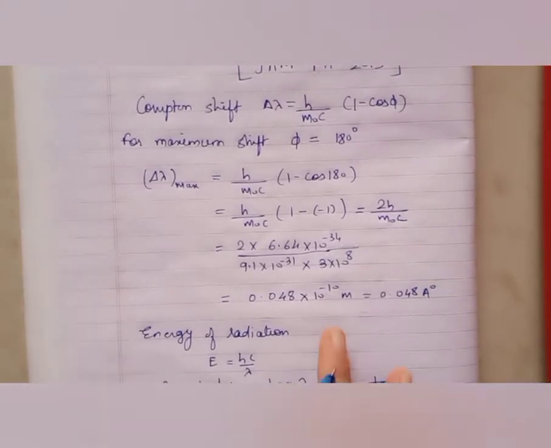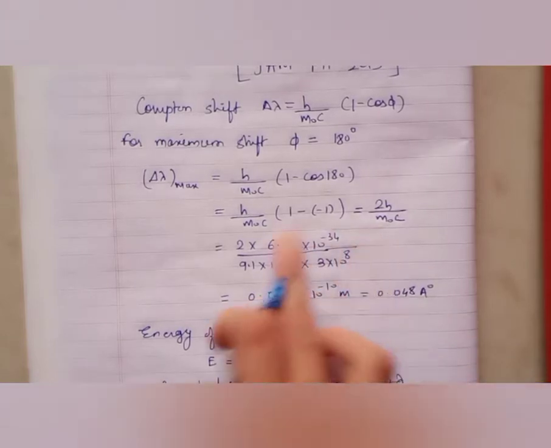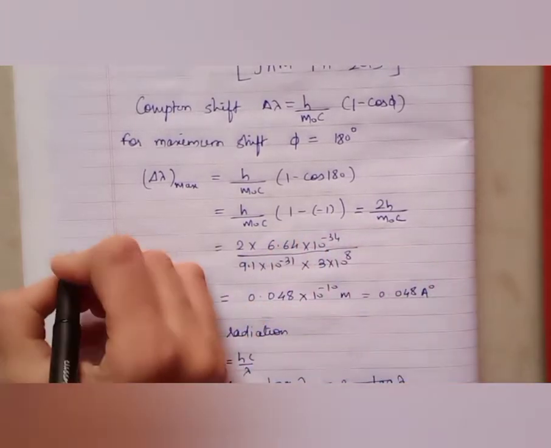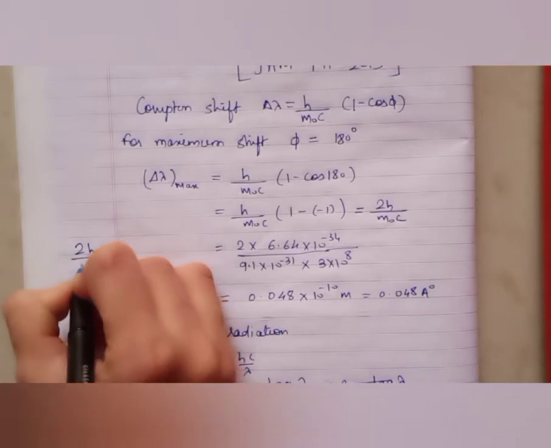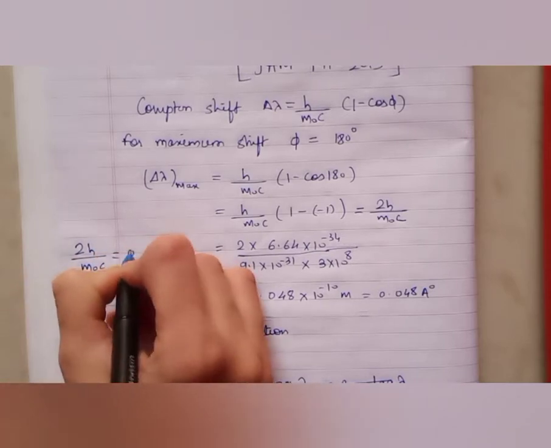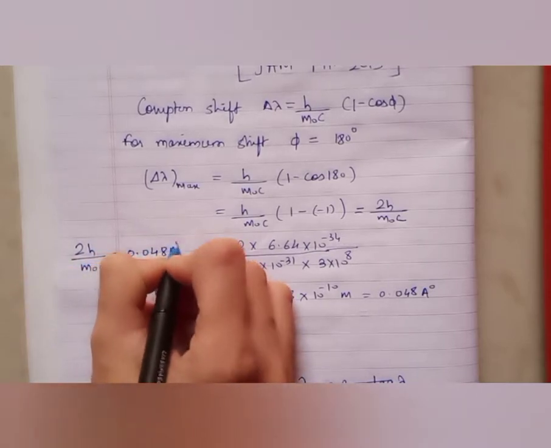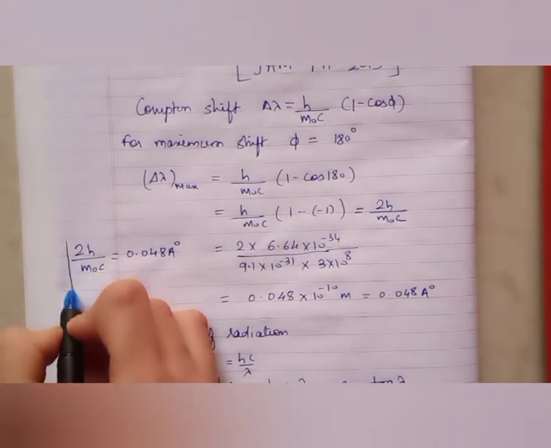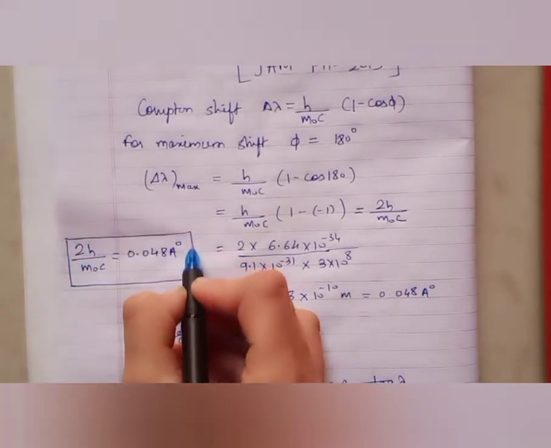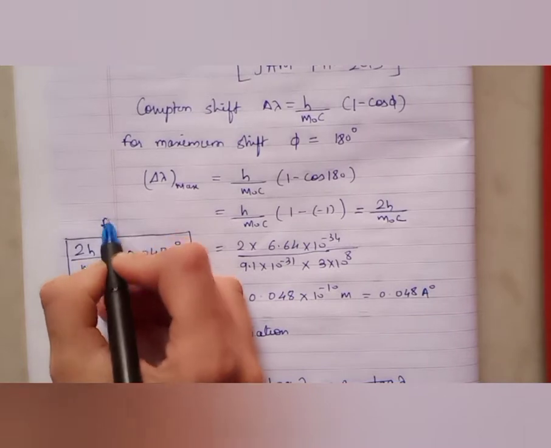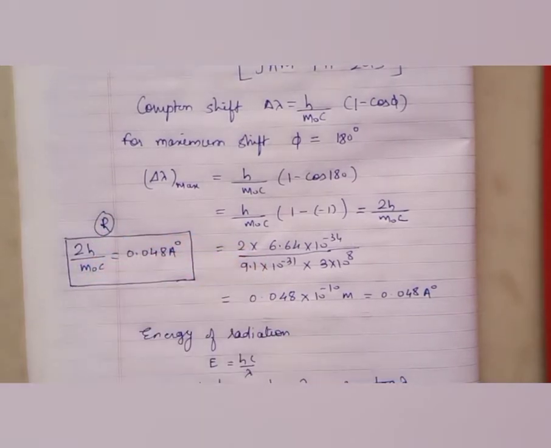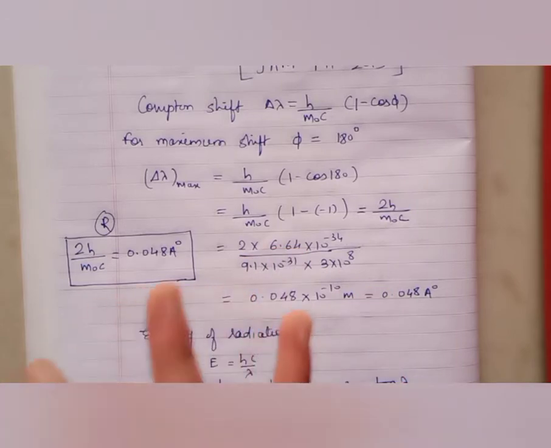In most of the numericals of Compton shift, these calculations are more or less common. So what you can do: 2h upon m0c equals 0.048 angstrom. You can remember this value. It will help you in the calculations. So remember this value, and if you solve numericals, automatically you will remember this value.